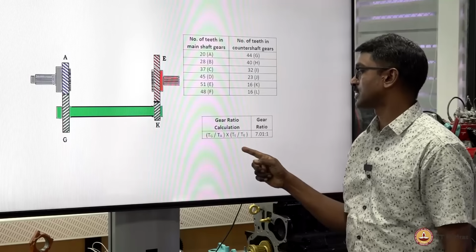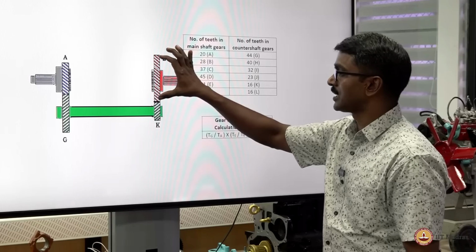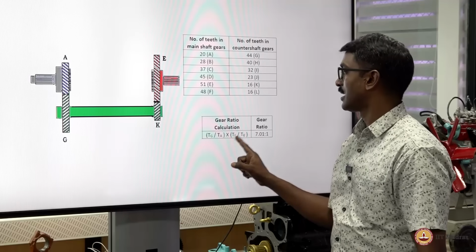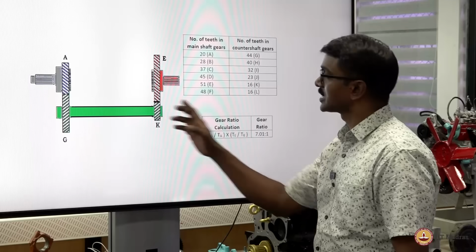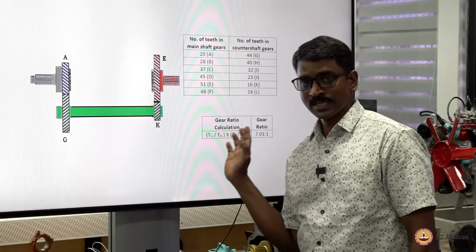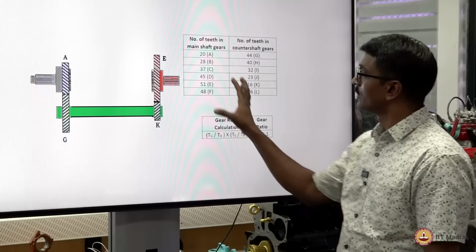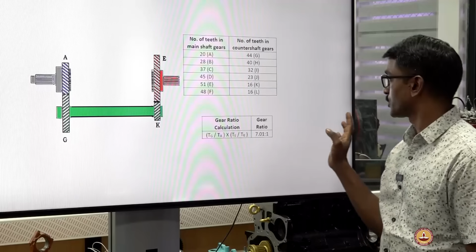Now, the ratio for this is the number of teeth present in gear E and the number of teeth present in gear K. If we multiply both of these gear ratios, one would end up with the gear ratio of the first gear. This is how we are calculating the gearbox first gear ratio.